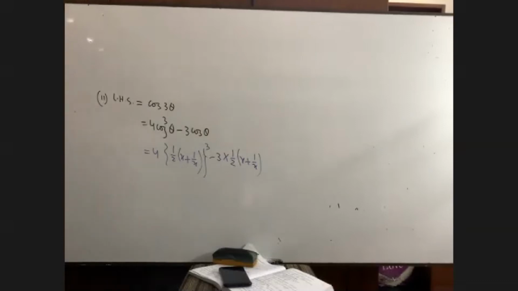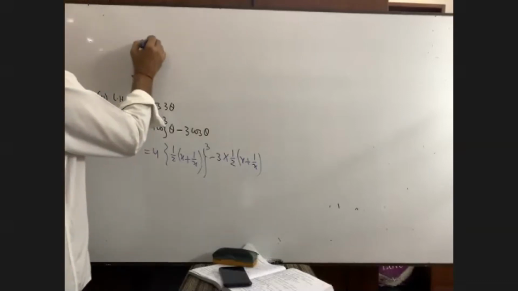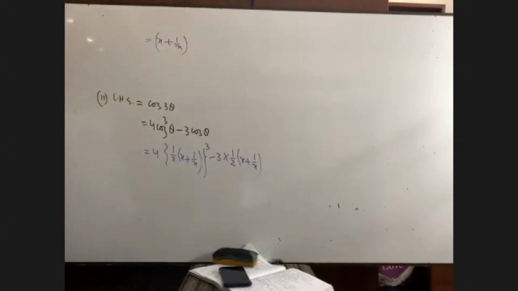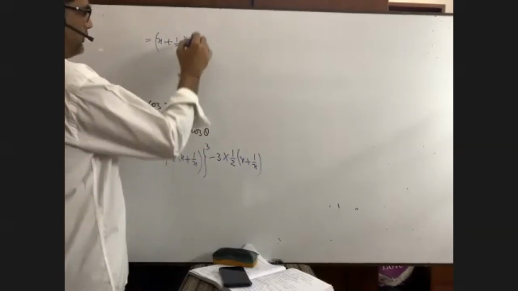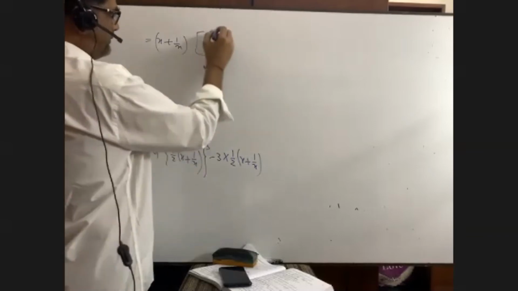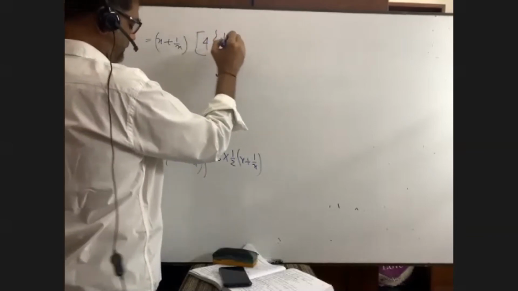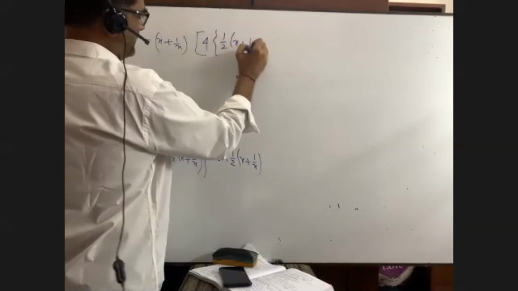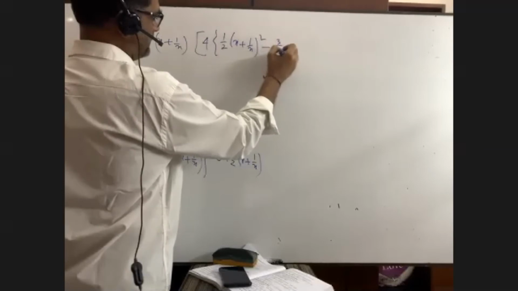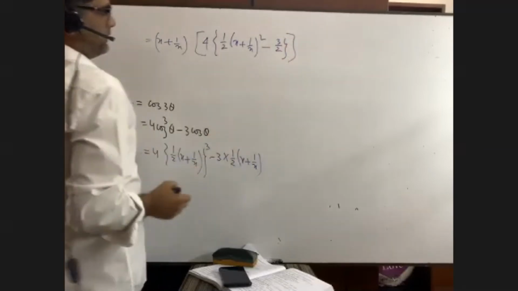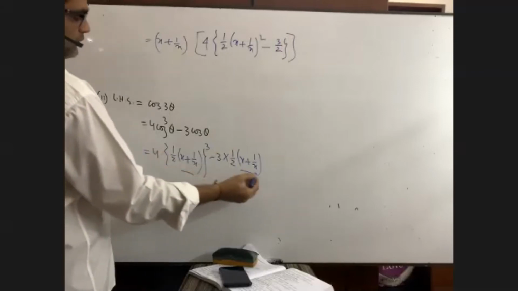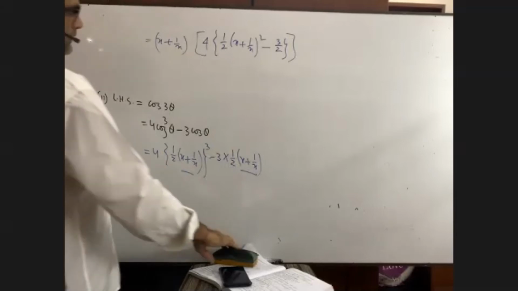X plus 1 by x can be taken common, right? We can take x plus 1 by x common. So we are left with 4. Here it is half, x plus 1 by x whole square, and here it is minus 3 by 2. Actually, x plus 1 by x has been taken common. Now you can do it easily.